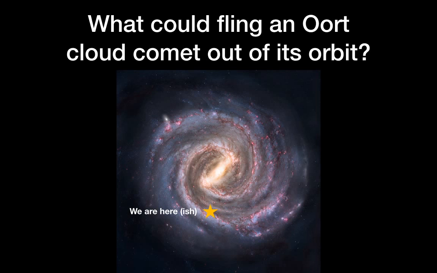Here I'm showing a picture of our Milky Way. And this yellow star is representing roughly how far we are from the centre of the galaxy. So this is where we currently live. But the sun is also moving around the galaxy. It goes around the centre of the galaxy with a speed of 220 kilometres per second. And that means once every 240 million years, it goes all the way around our galaxy and comes back to where it starts.